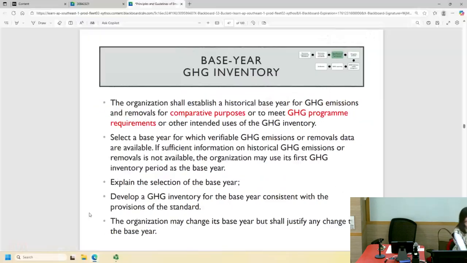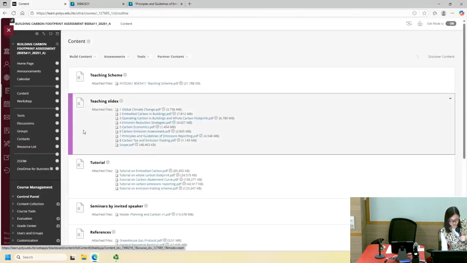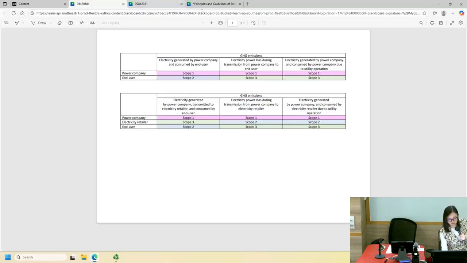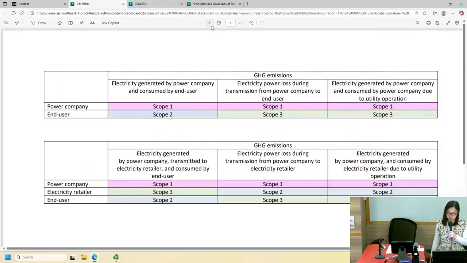Okay, before we explain the base year inventory, last week, some students asked me about the reporting boundary for the utility company. So I have thought about the emissions, and I have prepared this table for explaining the emissions by the utility company. So let's say we have a power company, like the Hong Kong Electric.